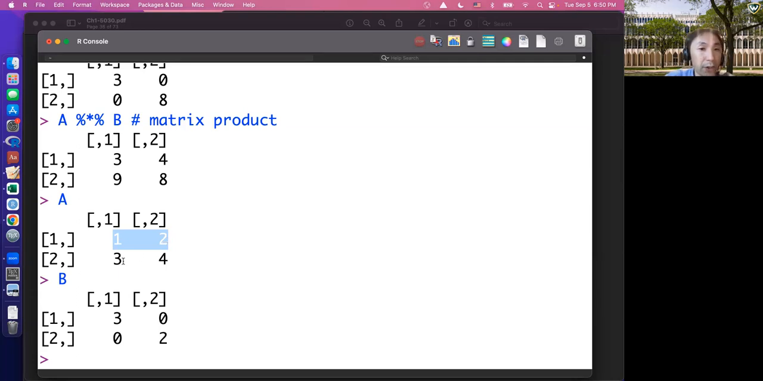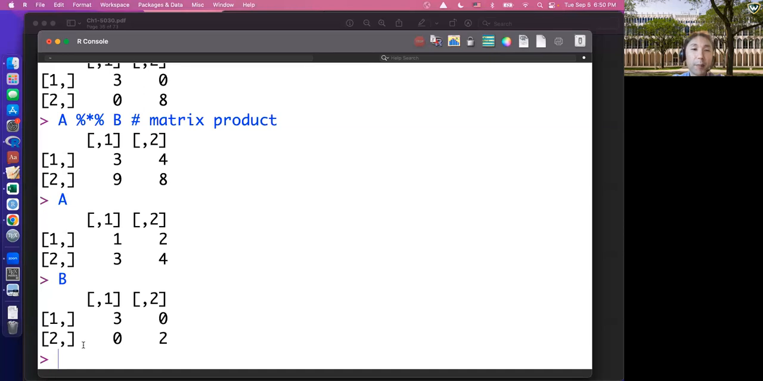To get 8, take the second row of A, which is the vector 3, 4, and the second column of B, which is 0, 2. So it is the inner product of 3, 4 and 0, 2: 3 times 0 plus 4 times 2, which is 8. So you can see the matrix product is this. This is the symbol for matrix product. It's a slightly complicated combination of symbols, but this is the matrix product.